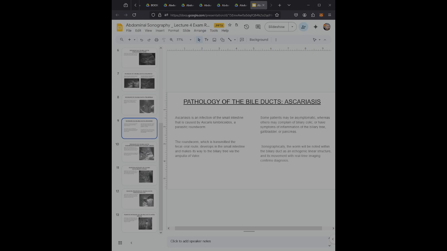Sonographically, the worm will be noted within the biliary tract as an echogenic linear structure in the sagittal plane, and movement of the worm within the duct would confirm this diagnosis. And so you'll see the worm moving in the echogenic linear fashion.